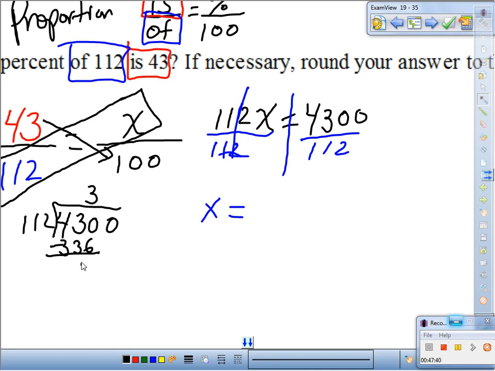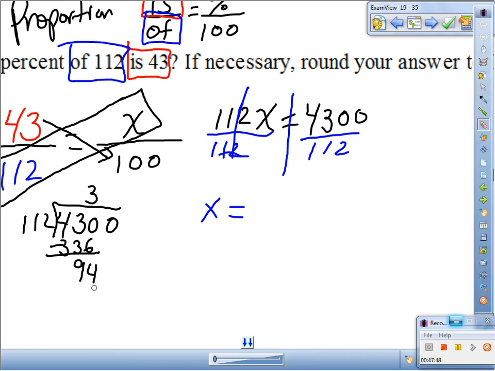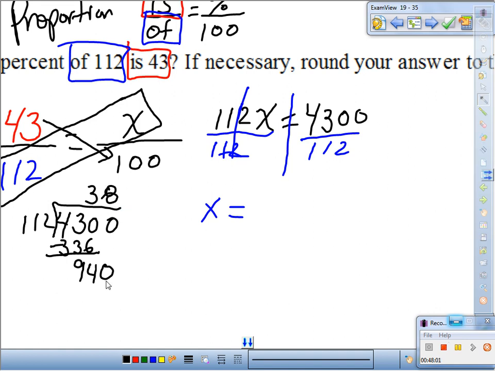What is it? 94. Very good. Bring down the 0. How many times does 112 fit into 940? 8. Let's try 8. 8 times 2 is 16. I got 1. 8 times 1 is 8 plus 1, that's 9. 8 times 1 is 8. Subtract. 940, take away 896, that's what?